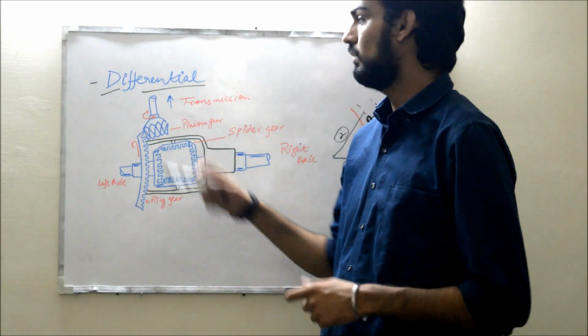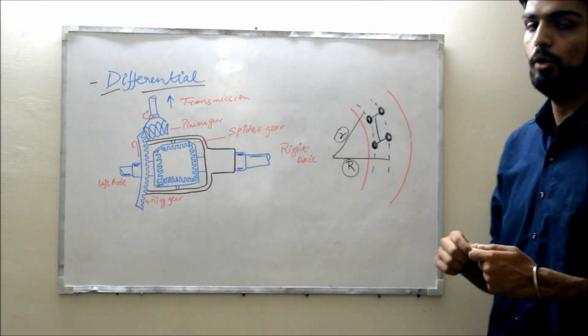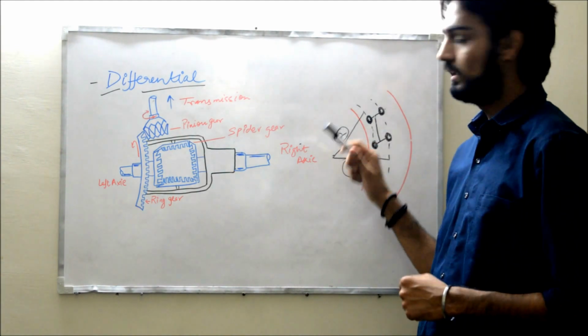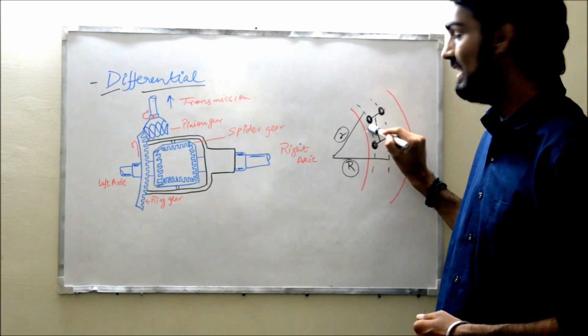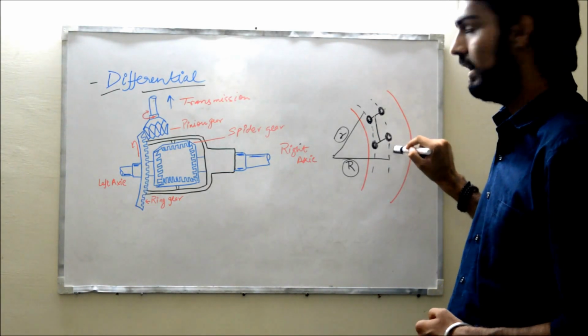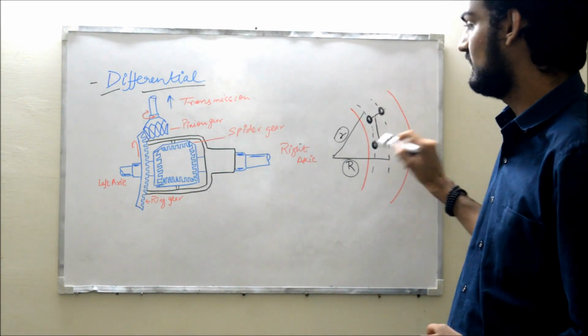Now we'll discuss the differential, but first we'll discuss the different speeds of different wheels. While an automobile turns, the wheel on the inner side has to travel less distance, and the wheel on the outer side has to travel more distance, thus creating a difference in speed.